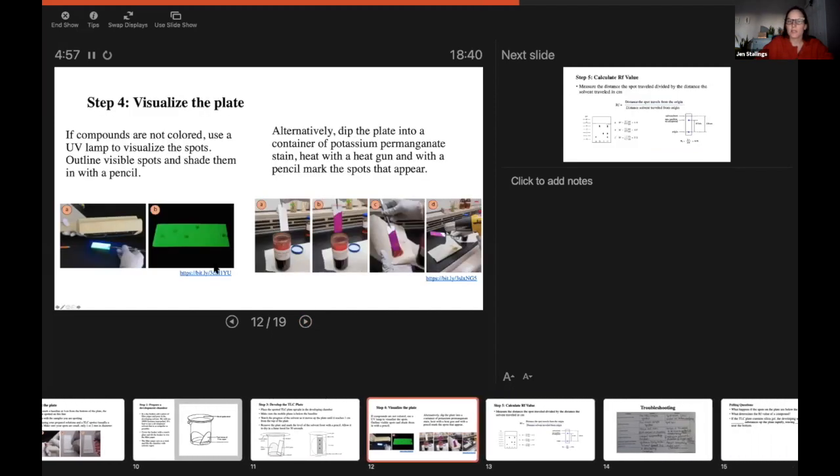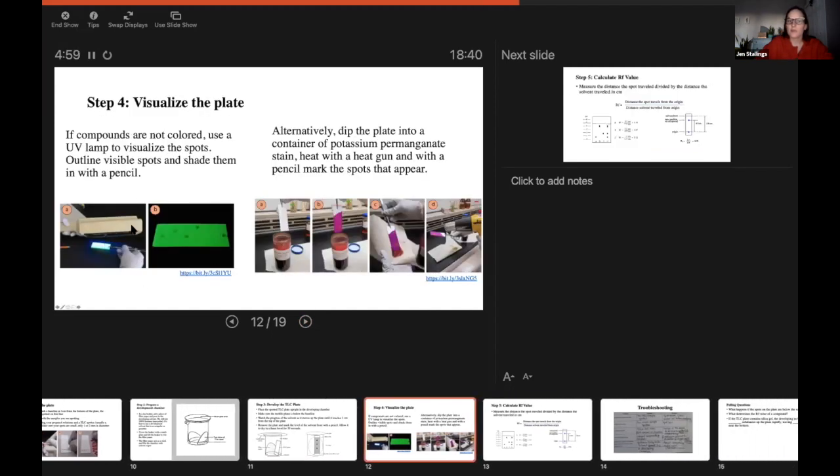Visualizing it, so that's what they were showing in the video. So the UV lamp would look like that. The spots aren't really visible unless you put it under the light. So with a nice sharpened pencil, you'll circle the spots or shade them in. If you use potassium permanganate, which is this pretty purple color, you just dip it in there, and again, you just circle the spots with your pencil. So that's visualizing it.